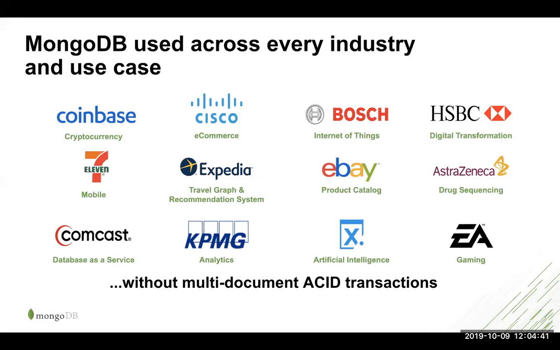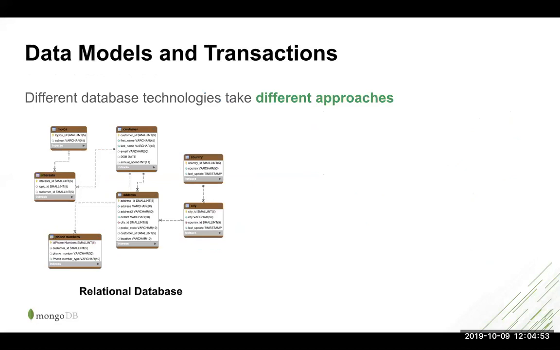Now, single document atomicity is sufficient, we estimate from our experience, for about 80% of use cases. And that's because the document model allows you to collapse otherwise separate parent-child tables that you would have in a relational model to a single document. So let's dig into that concept a little bit more. Different databases take very different approaches to data modeling very clearly.